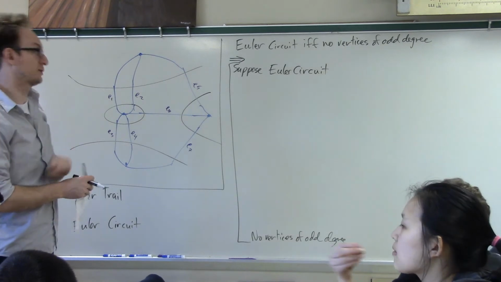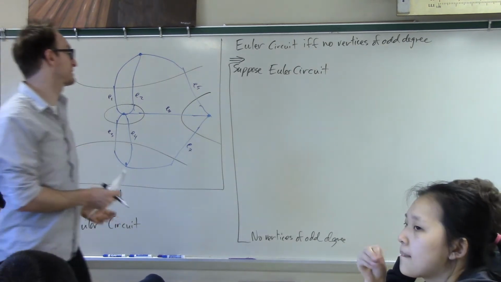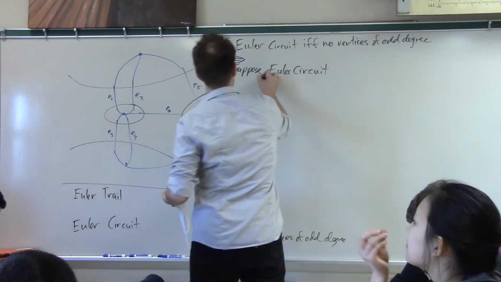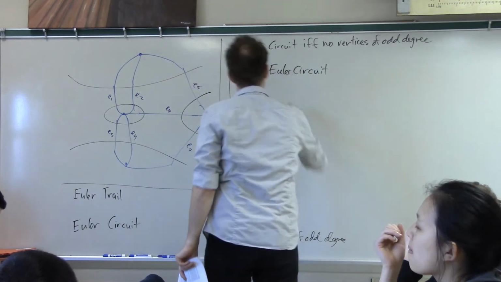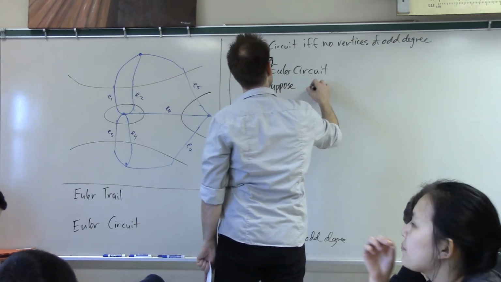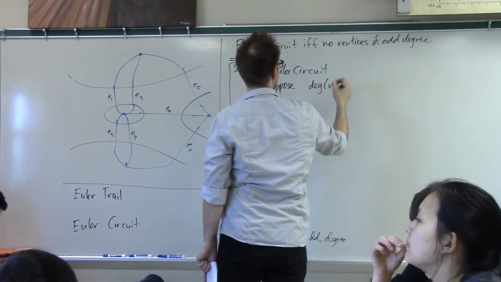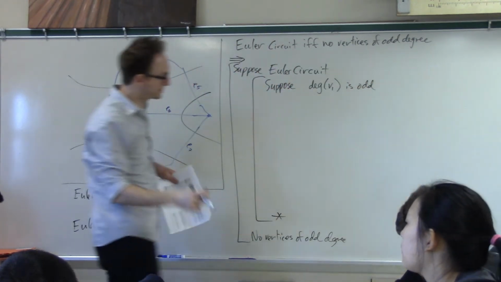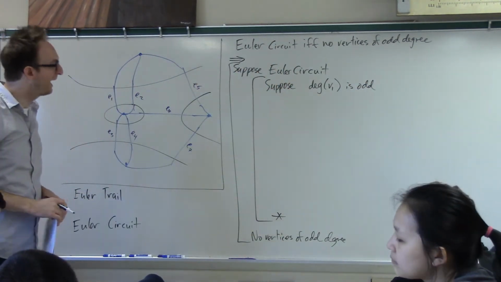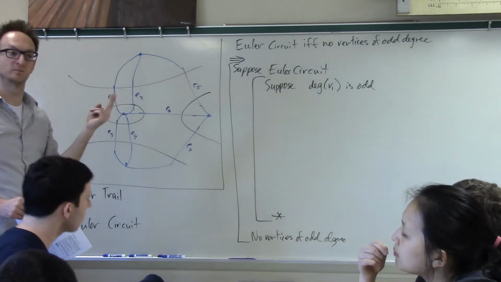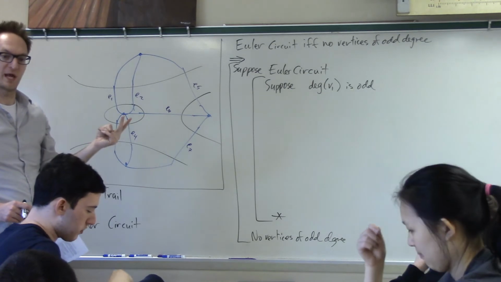Okay. Maybe we should just do this more properly. So suppose we have an Euler circuit. Show that there are no vertices of odd degree. Well, I guess we just suppose that there is a vertex of odd degree, and we get a contradiction. So suppose that the degree of some vertex v1 is odd. I'll show that this is impossible. Well, basically there are two cases to consider. What are the cases?